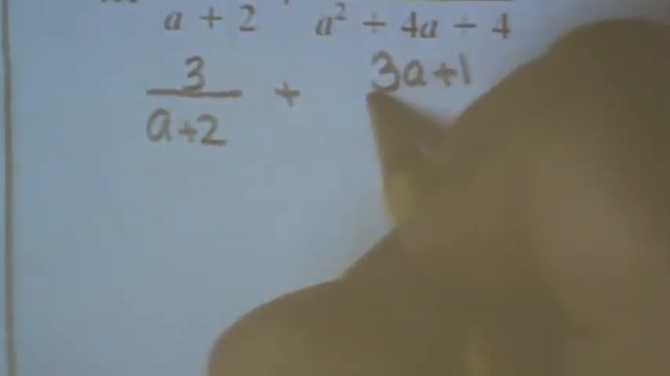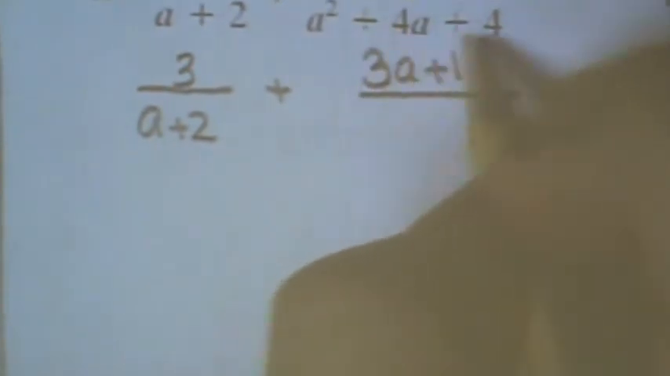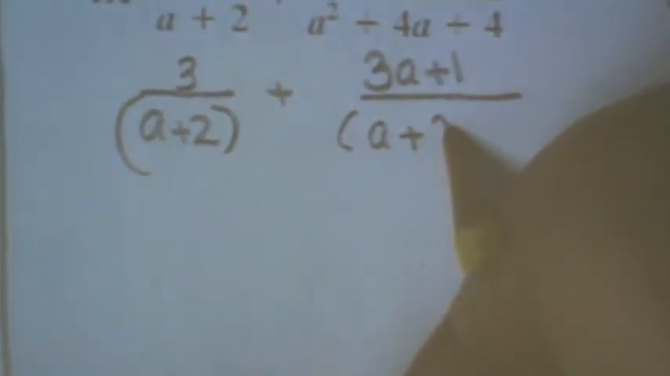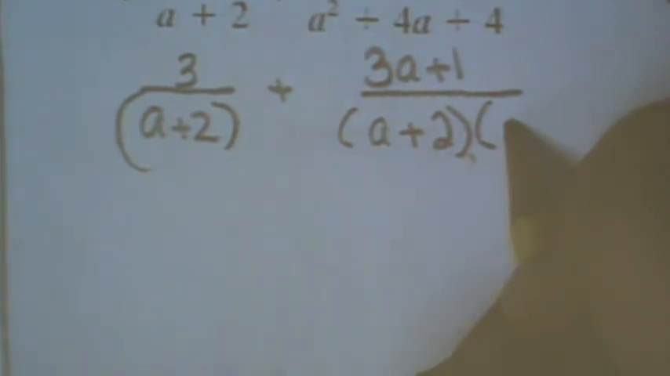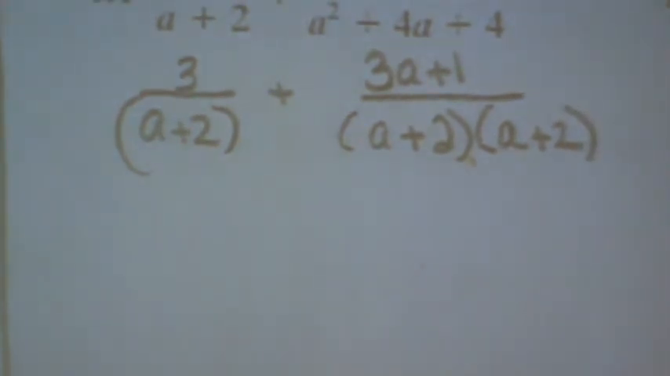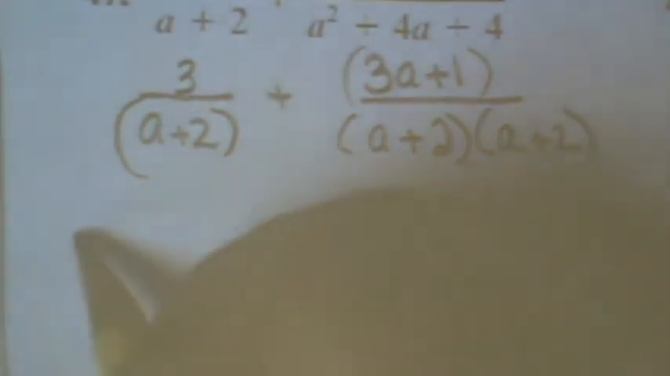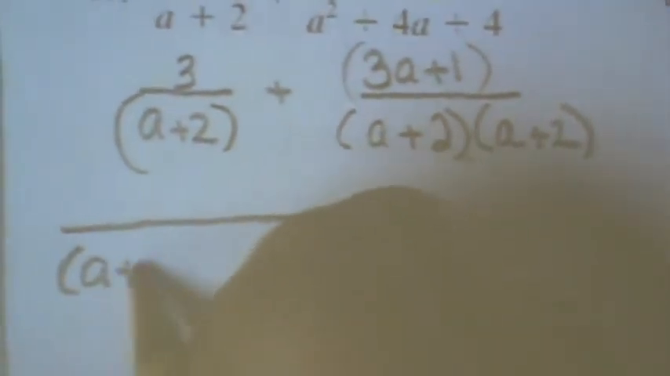How are you going to break up this right here? Factor it. What do you get when you factor a squared plus 4a plus 4? Anyone? Before I write it. So what's your common denominator gonna be? A plus 2 squared. Yes. It's a plus 2, but we need 2 of them.